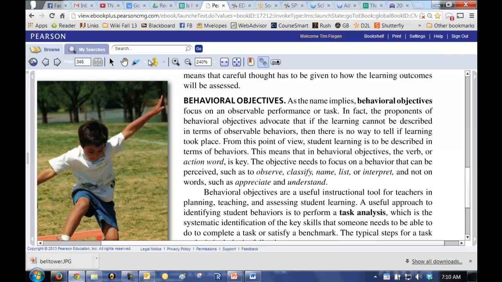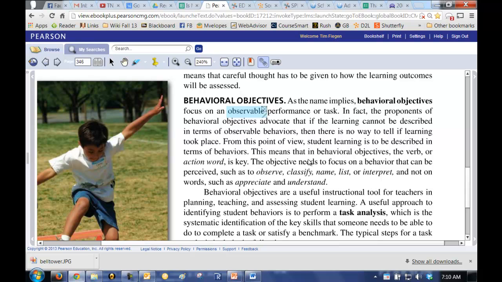And this is a term that has to be part of this: observable. You have to be able to observe it, mark it, measure it, know about it. In fact, the proponents of behavioral objectives advocate that if learning cannot be described in terms of observable behaviors, then there's no way to tell if learning took place. Let me give you that again. If it can't be observed, the learning, that they've known something, if you can't document it, then we're not sure it took place.